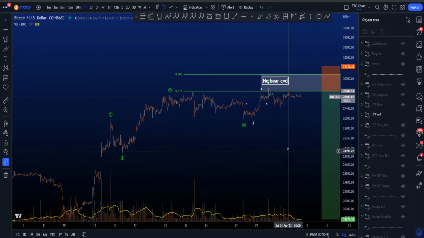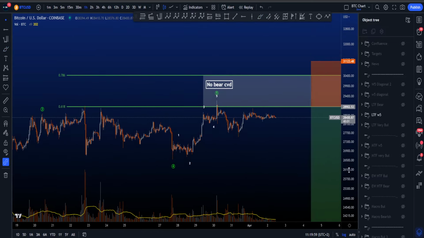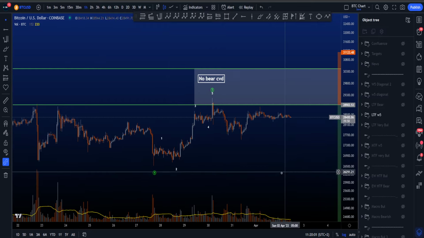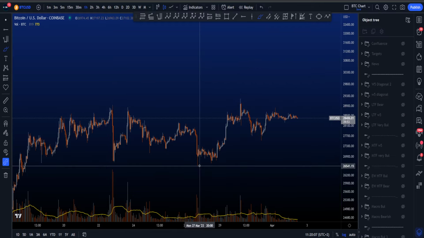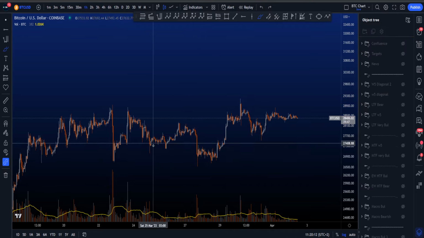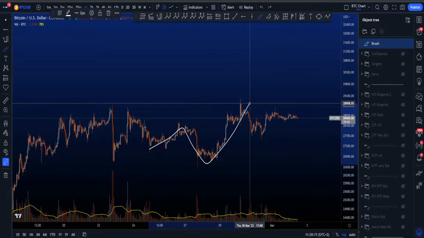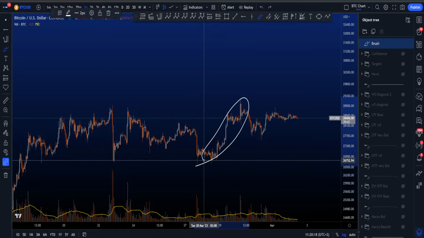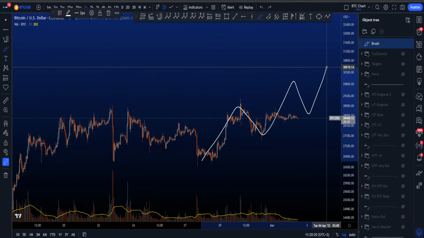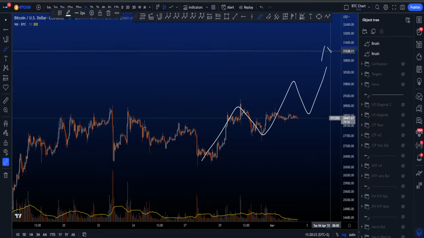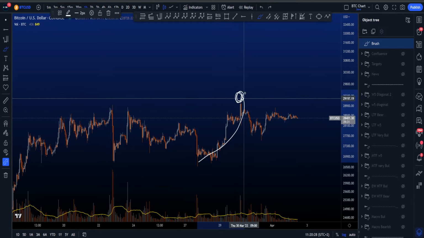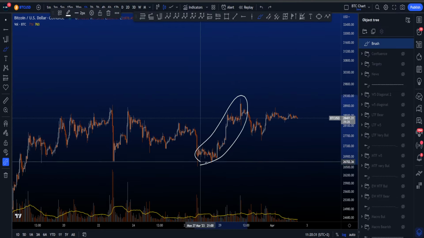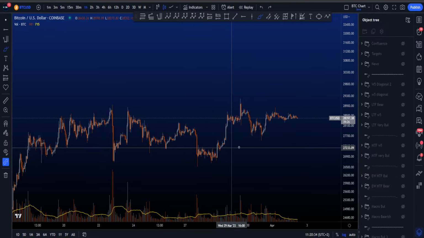Then we have the wave 5 scenario already being in. This is the scenario where this has to be some sort of an impulsive structure. Now, this wave over here, actually, let's take this off. This potential impulsive structure is either going to be a wave C, in an A, B, C expanded flat. It's either a wave 1 of a 1, 2, 3, 4, 5, likely an ending diagonal, and that is going to be the end of a wave 5, or this is already the end of a wave 5. This is the structure that is probably messing up most of the Elliott wave counts at the moment.